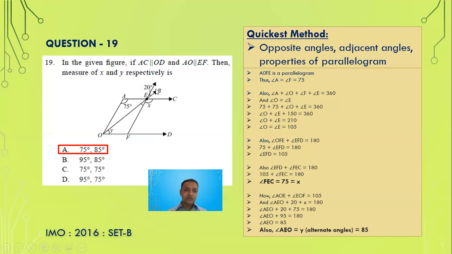And again, this is a transversal cutting through parallel lines. So if angle AEO is 85, angle Y is 85, isn't it? Alternate interior angles. So X is 75 and Y is 85. So this is how you arrive at the answer. Also, feel free to rewind or pause this video to note down all the calculations.